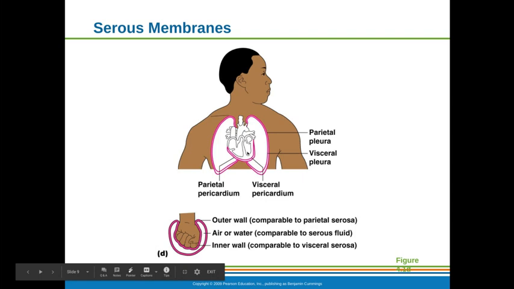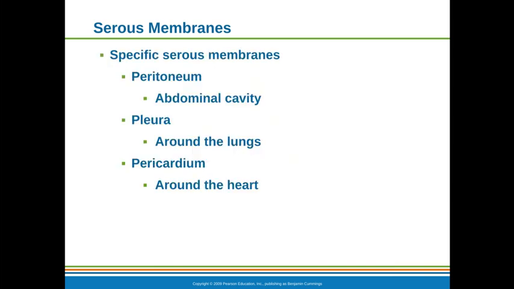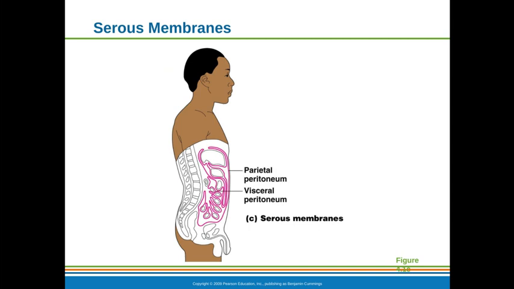Okay, so we find it around the heart, and we name these based for where they are. Pleura for the lungs, pericardium for the heart. Okay, so we have specific serous membranes. We have the peritoneum. This is found in the abdominal cavity, the pleura around the lungs, and the pericardium around the heart. So a cross section here will identify all of these. We can see the peritoneum here. If we were moving to the thoracic cavity, again, we would find the pericardium and the pleura.